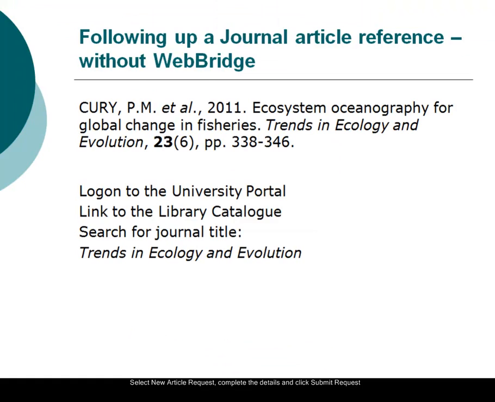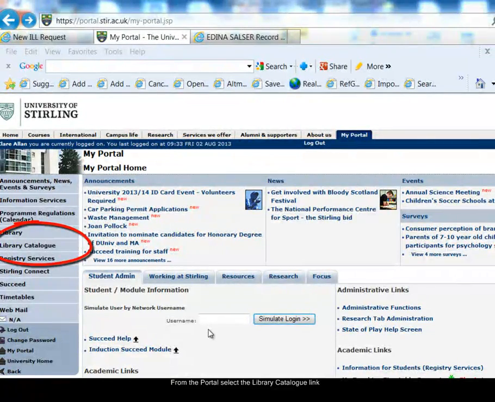So far I've looked at following up a journal article using WebBridge. What if you're not using WebBridge? I've got an example here of an article from 2011 in the journal Trends in Ecology and Evolution. The first thing I would do is log into the university portal and then link to the library's catalogue and search to see whether we have that particular journal. From the university portal, I can link directly to the library's catalogue.